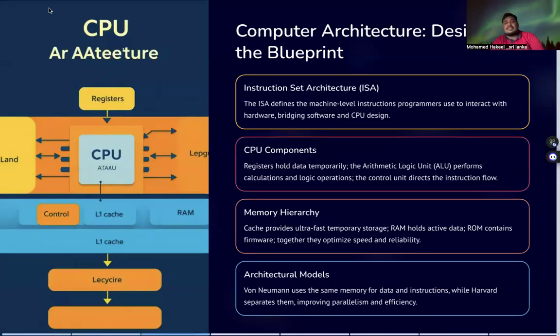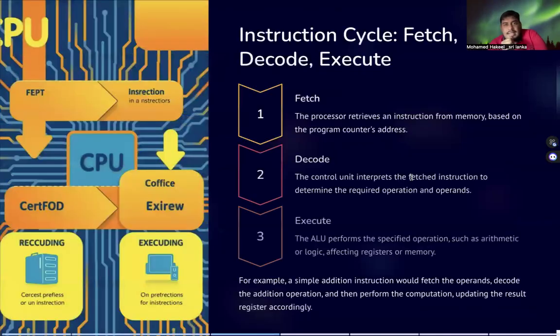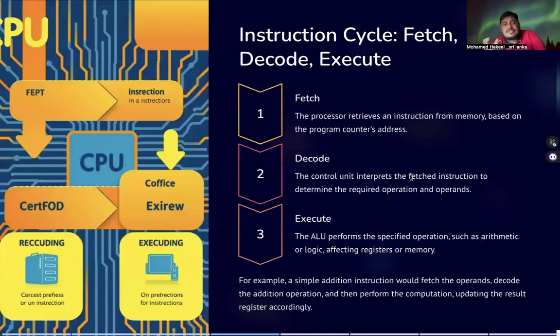Computer architecture: designing the blueprint. The topics are instruction set architecture, CPU components, memory hierarchy, and architecture models. And the instruction cycle: fetch, decode, execute.